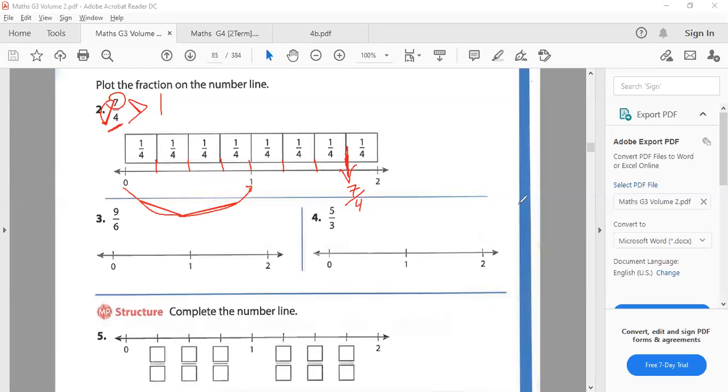Sajid? Yes, mister. How are you, Sajid? I'm fine. Yes, Sajid. Here we have 9 over 6. Is 9 over 6 greater than or less than 1?